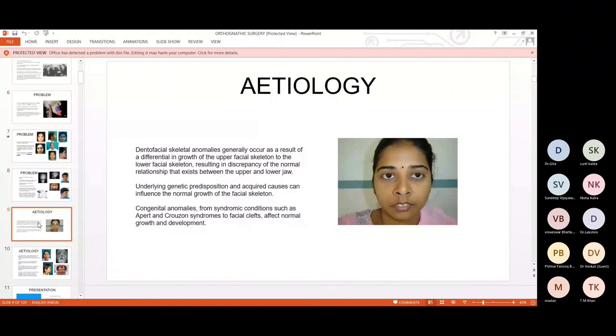So coming to the etiology, dentofacial skeletal abnormalities usually occur as a result of a difference in growth of the upper facial skeleton to the lower facial skeleton. It results in a discrepancy of the normal relationship that exists between the upper and the lower jaw. Underlying genetic predisposition and acquired causes can also influence the normal growth of the facial skeleton. Congenital anomalies like Apert syndrome and Crouzon syndrome or facial clefts also affect the normal growth and development.